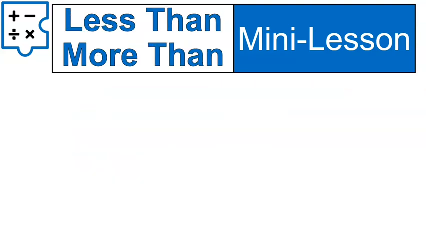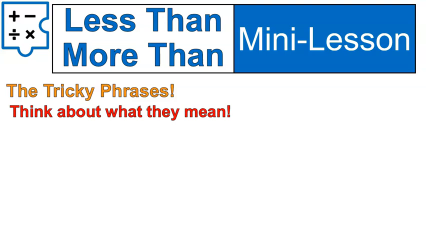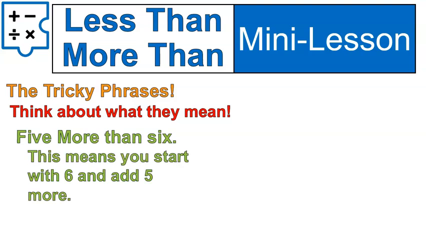Let's go ahead and get into the hardest part of this lesson, and that is the tricky phrases more than, less than. More than, less than are tough because they don't go in order. Let me show you what I mean. If you think about it, what does it mean to say 5 more than 6? It means that you start with 6 and then you add 5. So it says 5 more than 6, but you wouldn't write it 5 plus 6. You'd actually write it as 6 plus 5. With addition, that doesn't matter because 6 plus 5 is 11 and 5 plus 6 is 11.